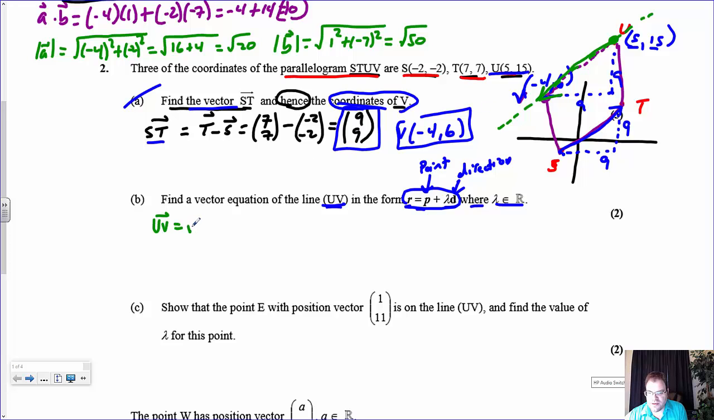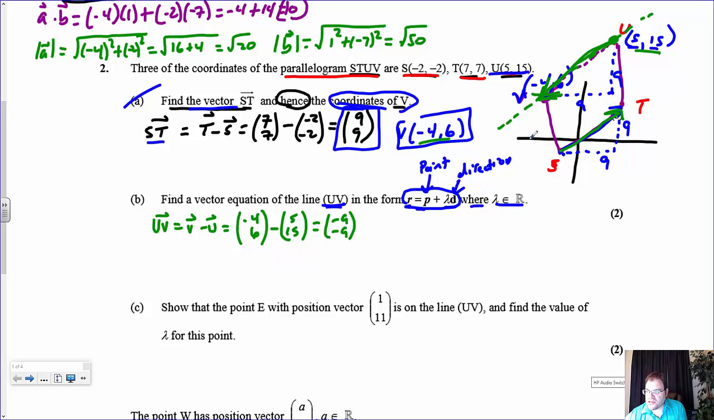I'm going to say that's the same thing as V, where it ends, minus U, where it begins. And that's going to be (-4, 6). We just found the coordinate for V, which is (-4, 6), and we're going to subtract the coordinate for U, which is (5, 15). This is going to give me (-9, -9). It is worth noting that this right here is the exact opposite vector of this one. This one is going this way, ST, and this one is going the opposite direction, and they're parallel. To make a vector go in the opposite direction, you just make the signs the opposite. So these are both positive, so these will be negative. That's really all there is to it.